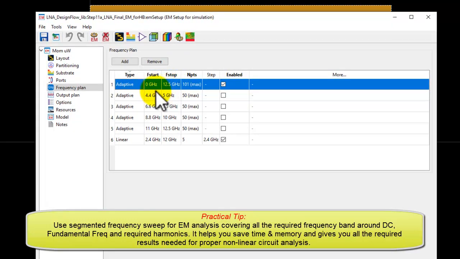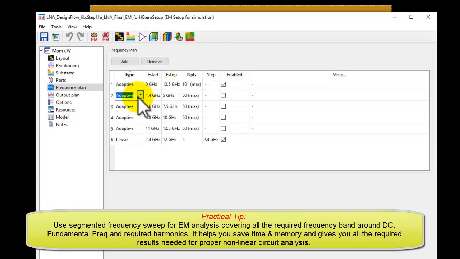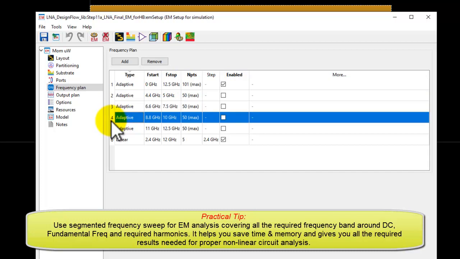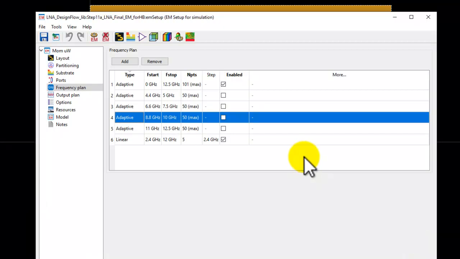So the way we resolve this problem is by setting up a segmented frequency sweep. And this is exactly the technique which anybody would use on instruments like a vector network analyzer, or VNA. When you have ultra broadband measurements to be done on a VNA, if the entire frequency range is of your interest, then you have no other option but to set up a single sweep with a desired number of points.